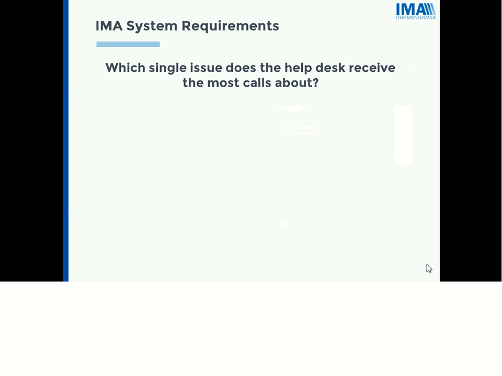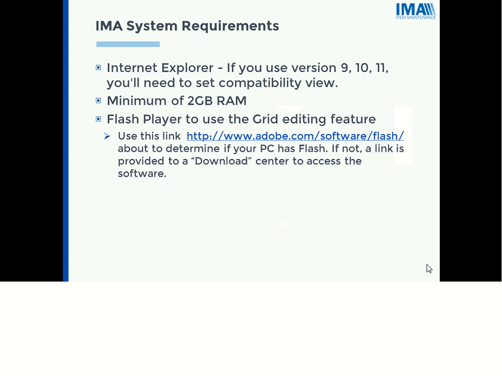System requirements. There is one issue that our help desk gets a lot of calls about, more than any other issue. That issue would be your browser. So you do have to use Internet Explorer to access IMA. You may be able to get in with Chrome or Firefox, but eventually it's going to basically break on you and it's not going to load the information correctly, or it's going to start acting really quirky. So you do have to use Internet Explorer. More specifically, IMA was built for Internet Explorer 8. So if you use version 9, 10, or 11, you will need to set compatibility view.